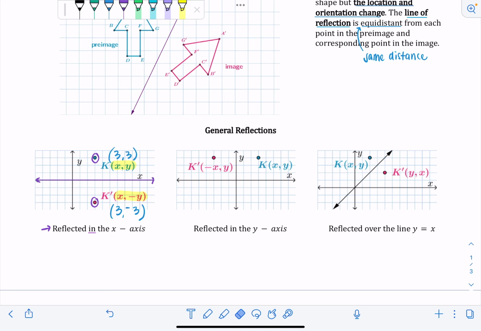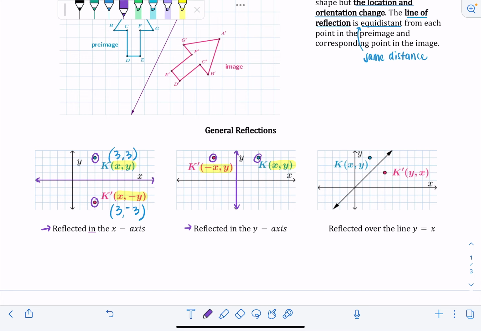And then for the next one, we have K over here, and then K prime over here. This one got reflected over the y-axis, so we read that as reflected in the y-axis. Notice here the points stay the same as well. If this is the point x, y, the only thing that would change is my x value would be negative, right? Because it's flipping over to the negative side for x. But same thing, the numbers would stay the same. My x value would just become negative.